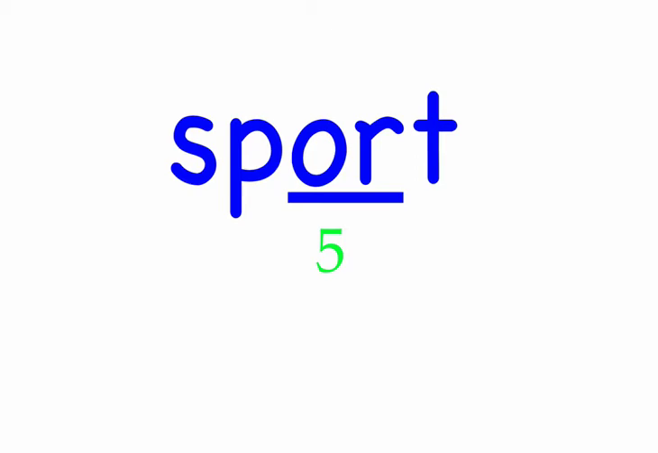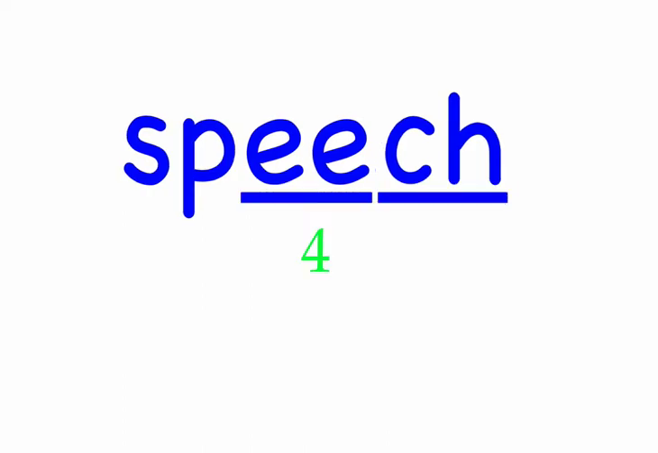The next word is speech. Speech. She gave a very long and somewhat boring speech. Speech. 4 sounds. S, p, e, ch. Speech. Mark the word. Speech. Here 2 vowels join together, form a team. The first vowel represents its long sound according to vowel group 4.